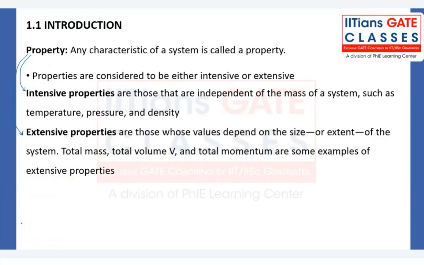Again, in thermodynamics also you will be learning this, but right now, intensive means, as the name itself suggests, independent of the mass of the system, such as temperature, pressure, density. And extensive means, as the name itself suggests, the extent of that. That means the property which depends on the particular mass of the system. What are the examples? Total mass, total volume, total momentum. These are examples of extensive property.